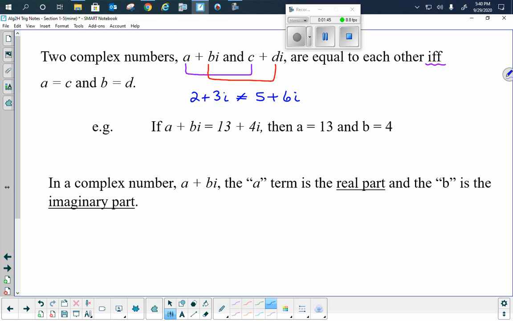So for example, if a plus bi equals 13 plus 4i, then just equating those different parts, you would know that a would equal 13, and you would know that b would equal 4. In a complex number, a plus bi, the a term is what's called the real part, and the b is the imaginary part. So keep that in mind. I'll start asking you that in some of our examples.